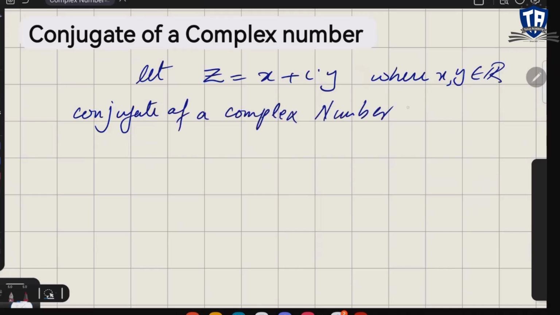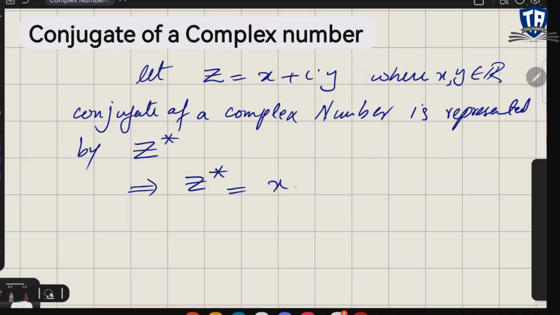The conjugate of the complex number is represented by z conjugate. This implies that z conjugate is equal to x minus iota y. This is what I discussed. The conjugate of a complex number is obtained by changing the sign of the imaginary part. So whatever sign the imaginary part has, you simply change the sign. Okay, let's move to the next thing.